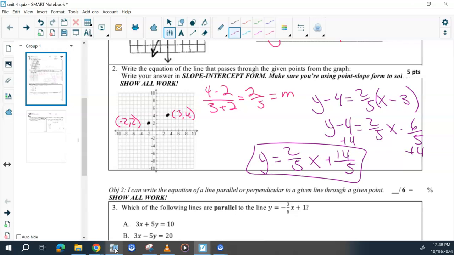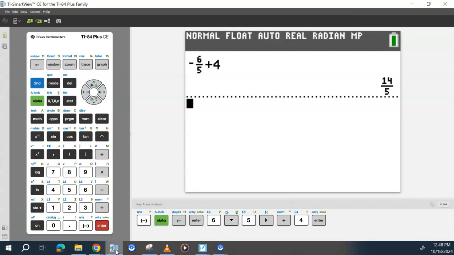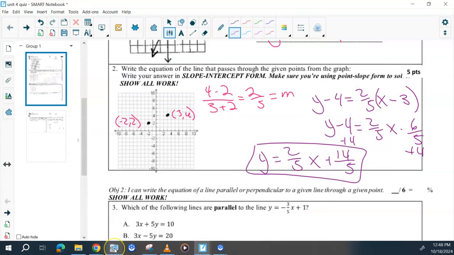Karina, what was your question? If we put it in as a decimal, is that credit? Yeah, if you did 2.8, that was fine. But if that fraction happened to be not a nice fraction, I would want you to keep it. Other questions on that one?